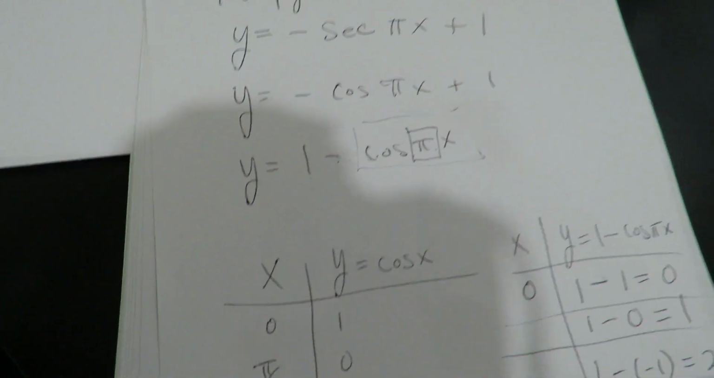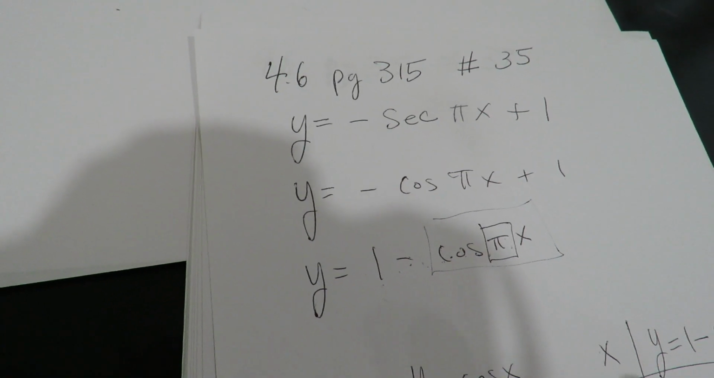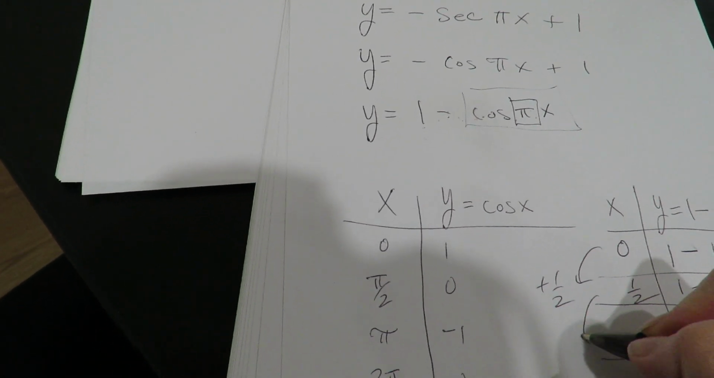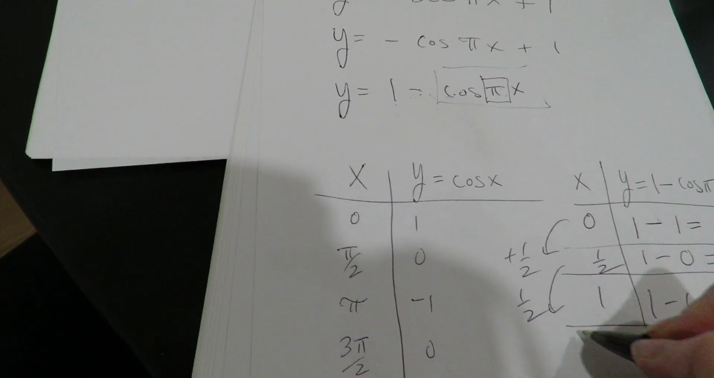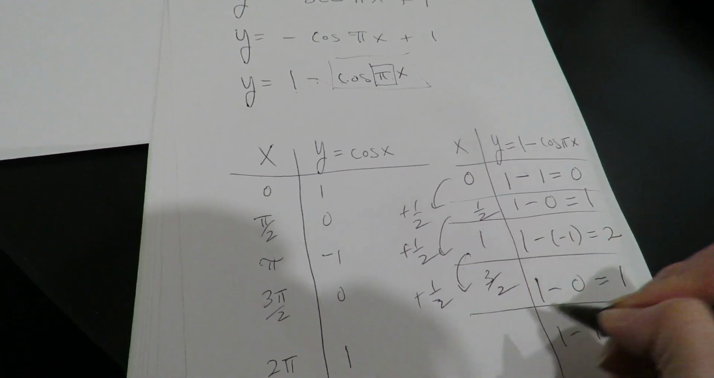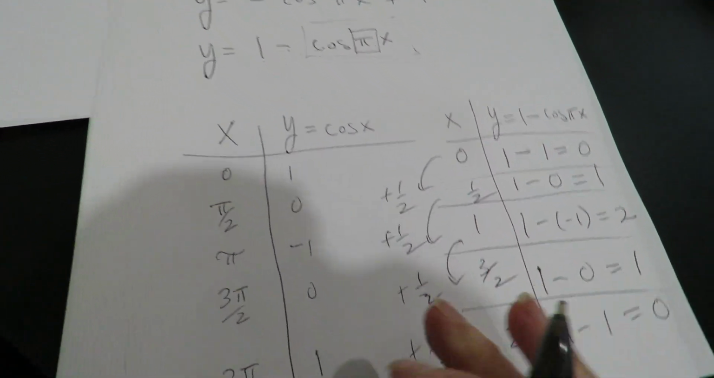Okay. So I'm going to add the increment to find the next point. If I start at 0, I add the increment to find the next value. Then I add the increment to find the next value. Add the increment, and add the increment for 2.